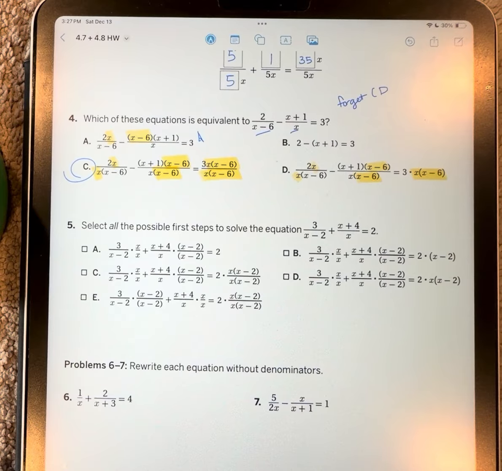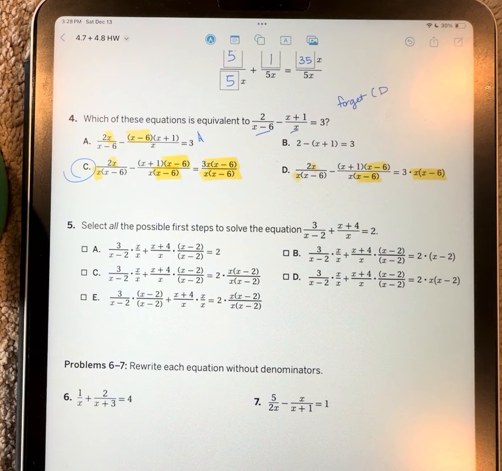Thank you. Okay. Select all the possible first steps to solve the equation, yada, yada, yada. Okay.